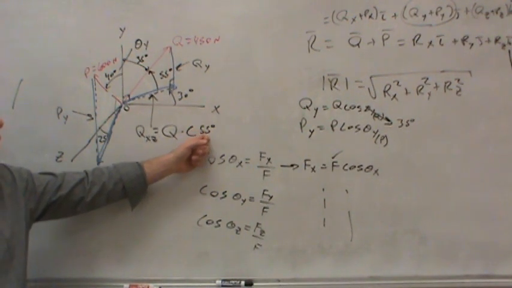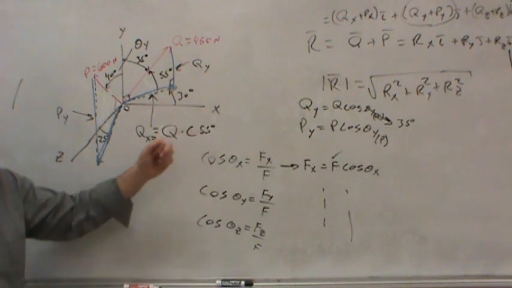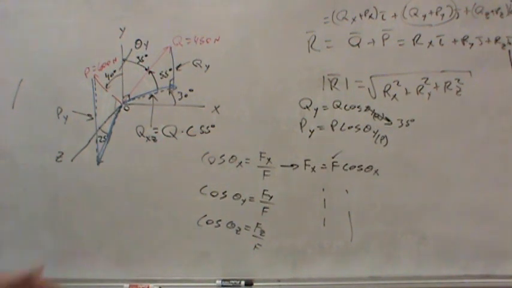So had I used 35 degrees here, I'd have to use sine. You see? I don't remember which was given. They either gave us the 35 or the 55, whatever. I'm just looking at it geometrically, okay?